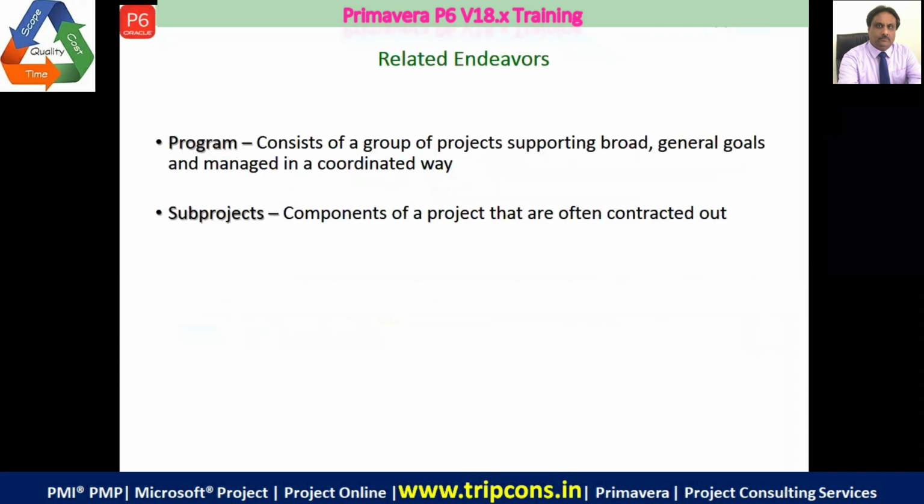Okay, so programs are related projects which, if done together, give a lot of benefit, and they are managed in a coordinated way. And sub projects are components of the project that are often contracted out. So in Primavera, you can do that also. You can have data from the sub project coming in from your subcontractor. Basically, a sub project is something which takes its constraints of time and cost from the main project. So that's why it's called a sub project.